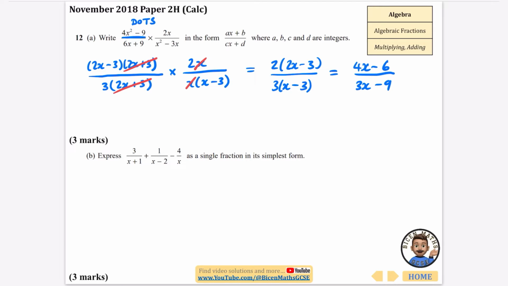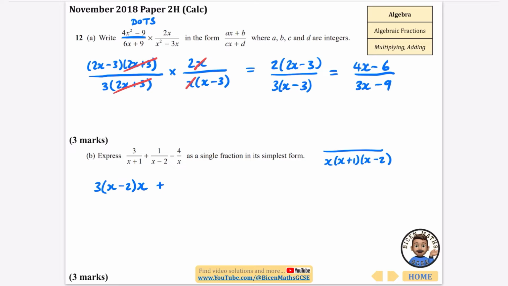So we want to express this one as a single fraction in its simplest form, which means it needs to have a common denominator, and the common denominator is going to be an x plus 1, and an x minus 2. That's the common denominator, which is coming from all three of these being multiplied together. So to make the first fraction have that denominator, it's already got the x plus 1. I need to multiply the top and bottom by an x and an x minus 2. So the 3 is going to multiply by an x and an x minus 2.